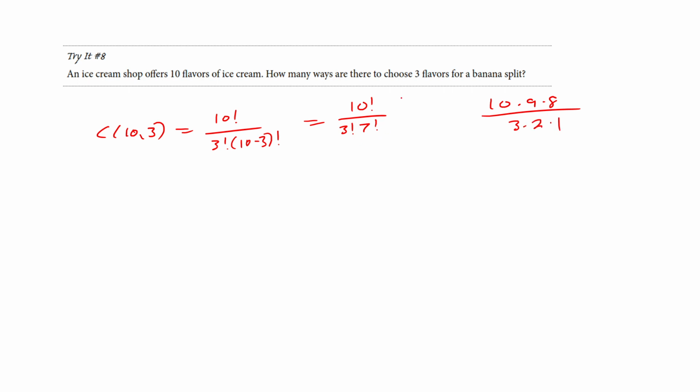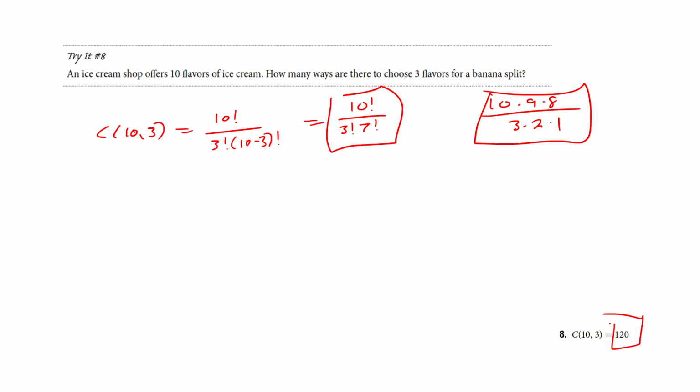But you can just do it on your calculator if you don't understand. 10 times 9 times 8 divided by 3 times 2 times 1 is what we're going to really wind up getting. But you can do it either way. These are the same thing. I'm just showing you a shortcut. Crunch this on your calculator. You're going to get 120. So the order does not matter.